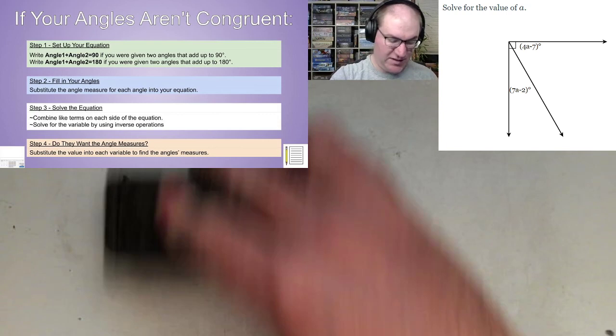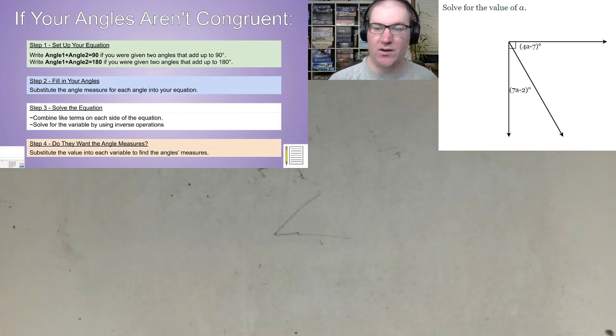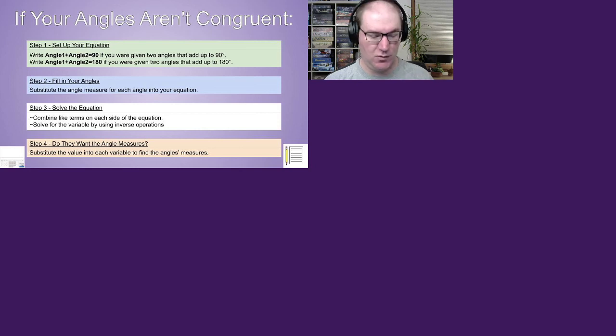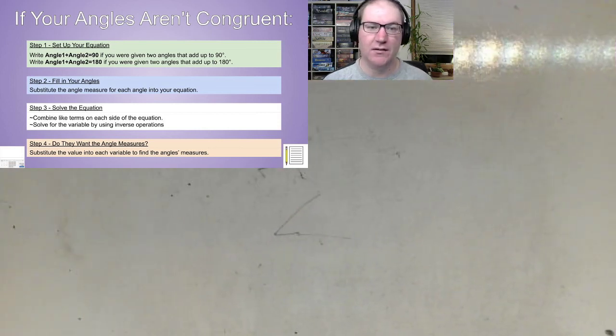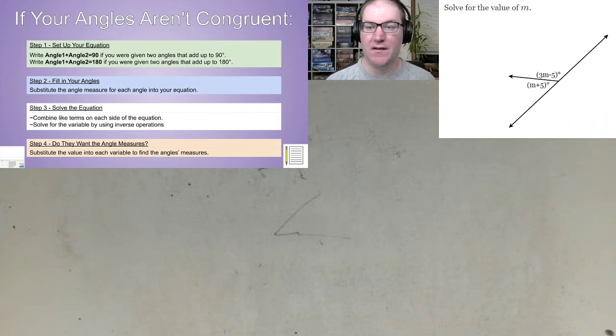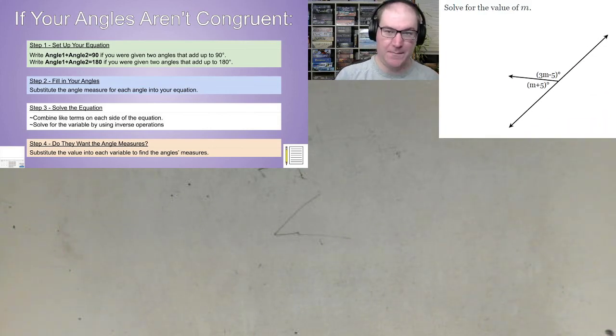So let's do another example here. This time, the only difference between our two examples is that the angles, instead of adding up to 90, are going to add up to 180 degrees. So think about what that looks like. Two angles that add up to 180 degrees is just going to be a line, right? So here's our next problem. This one says solve to find the value of m.